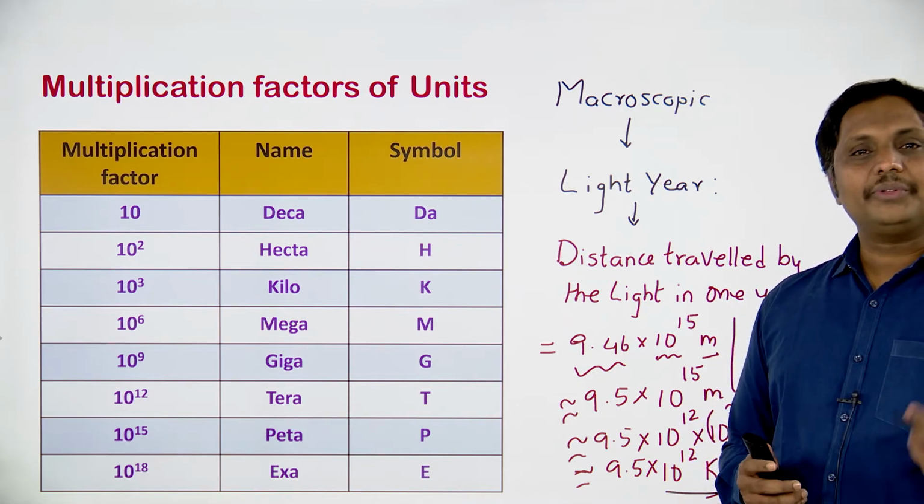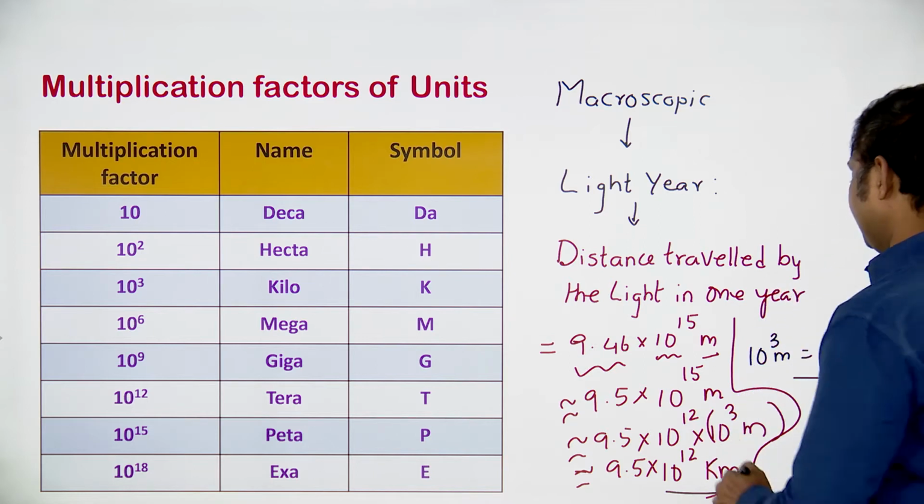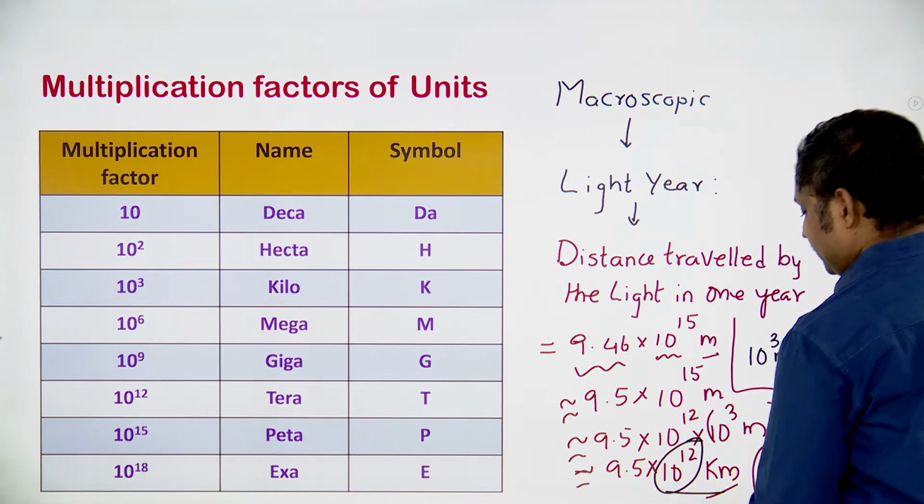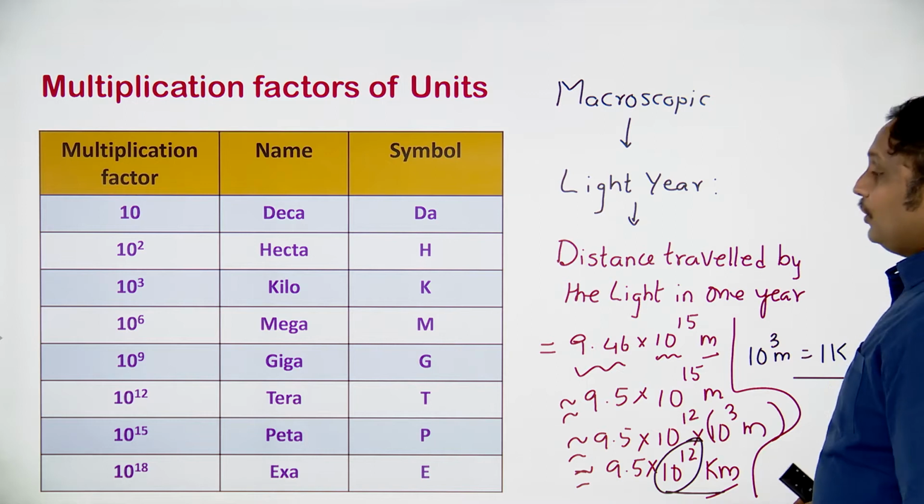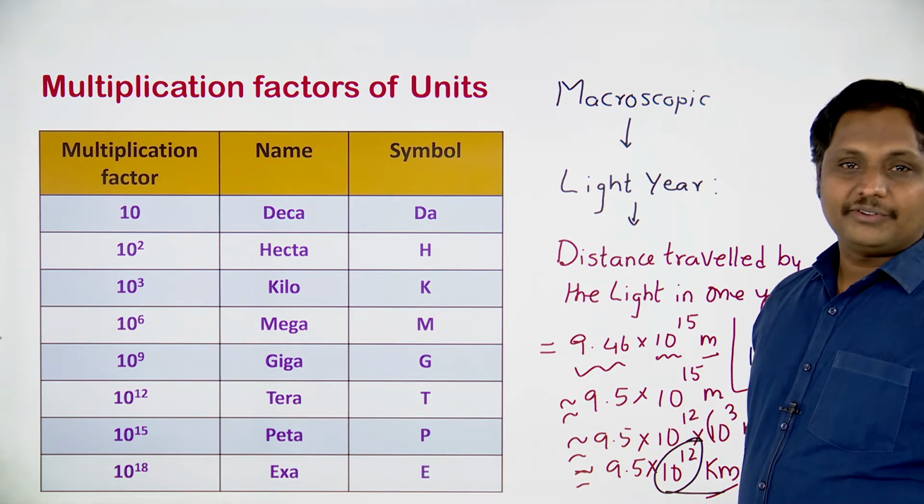While you are going to have the submultiplication also, you are getting the large values. They are going to be the macroscopic parameters.